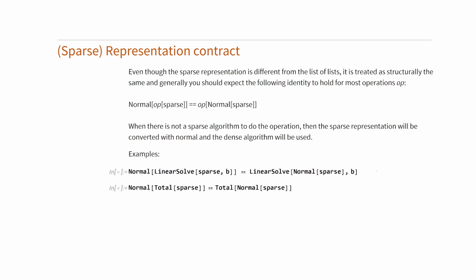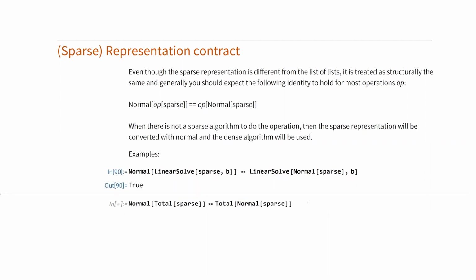Okay, so there's a representation contract, and I'm explaining this for sparse, but this is general for these things that we call array representations. The idea is that normal of some operation of the sparse array is equal to the operation of normal of sparse arrays. Now, occasionally I use equal versus the same because sometimes, like with numerical stuff, the algorithms are different, so the error may be slightly different. But typically this will be the case. And here's two examples of that. And so that's an important thing to keep in mind. So basically the operations are effectively the same. They may be done differently. They may be done more efficiently.